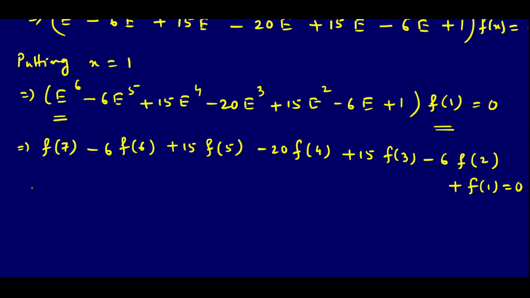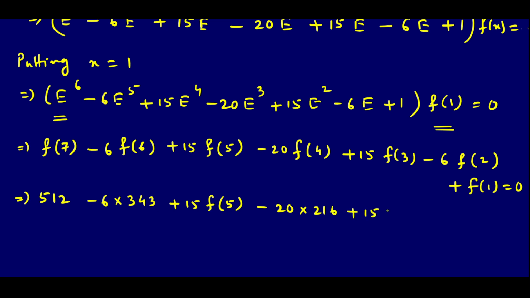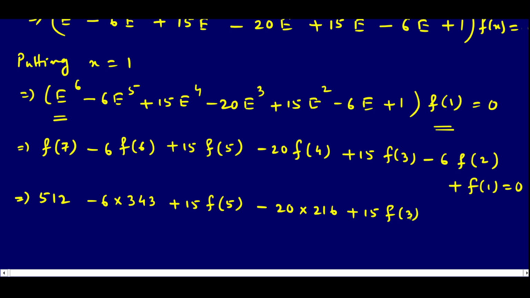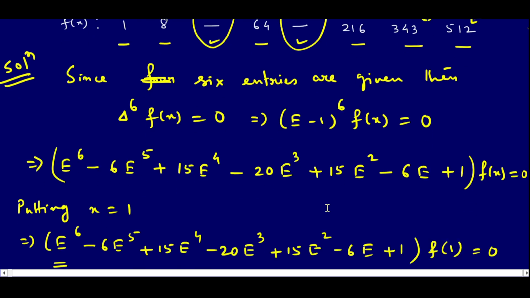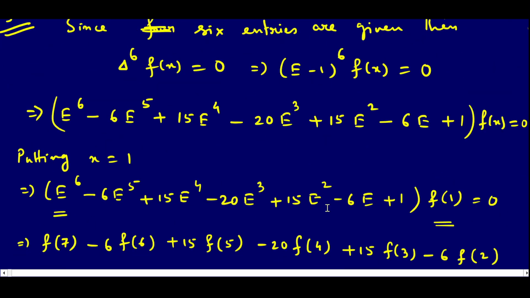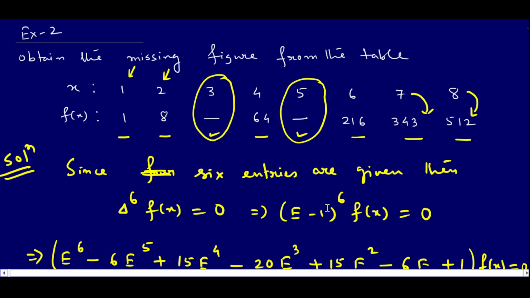So this implies f of 7. So our f of 7 is 512 minus 6 into f of 6. F of 6 will be 343. Then 15 f of 5. F of 5 we don't know, so let us keep it like this. Then 20 f of 4. Our f of 4 will be 216. Then again f of 3 we don't know, so it will remain the same, f of 3. So it is 512, 343, 216, f of 3 will remain the same, then 64, 8 and 1.